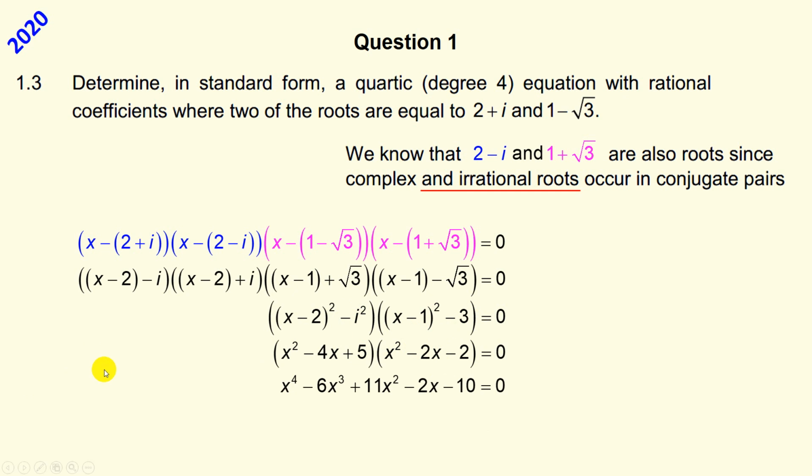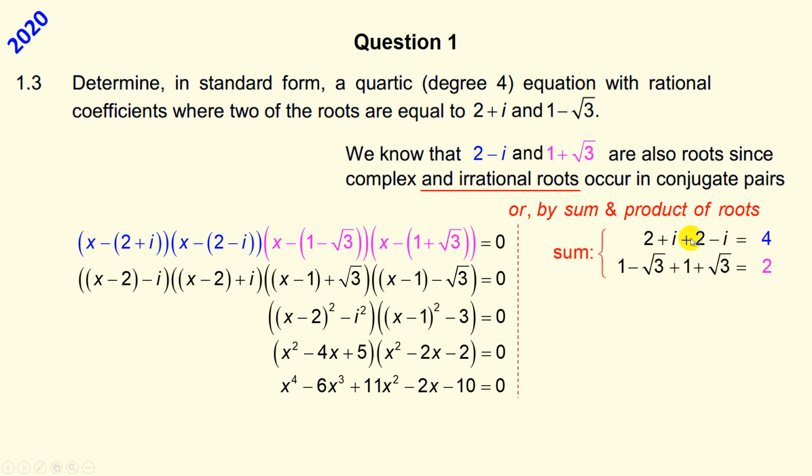We could have done it by sum and product of roots, if you want to use that way. So we could say, add those and multiply those, add those and multiply those. So let's do it that way. Sum of roots, that plus that is 4, and that plus that is 2. Product of roots, multiplying together, we end up with 5, difference of squares, and we end up with negative 2.